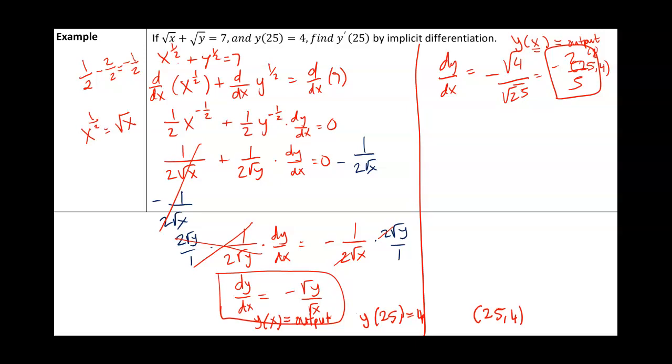Okay, now remember, our point is 25 comma 4. The input is 25 and the output is 4. So then what I'm going to do is replace the y value with the output, which is 4, and the x value with the input, which is 25. And the dy dx, or the derivative, gives you negative 2/5. So the derivative at the point 25, 4 is going to be negative 2/5.